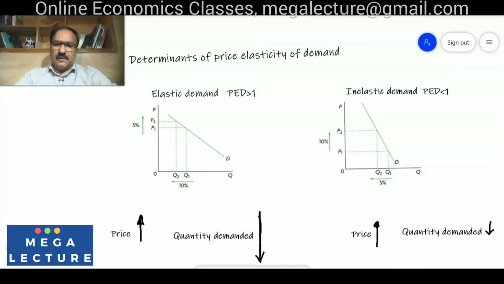What is elastic demand? Elastic demand is where demand is more responsive to change in price. It means a large percentage change in quantity for a given percentage change in price. For instance, as you can see on your screens, demand has decreased by 10% when there is a rise of 5% in price. So it means demand is more responsive. Demand response is greater in percentage terms when demand is elastic.